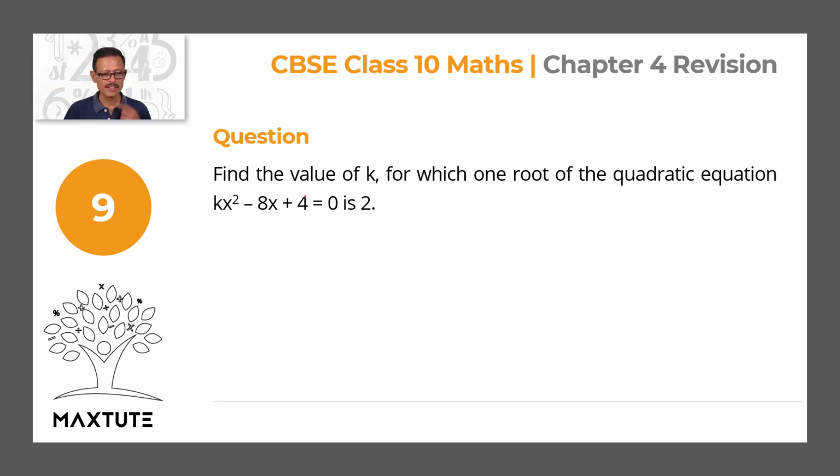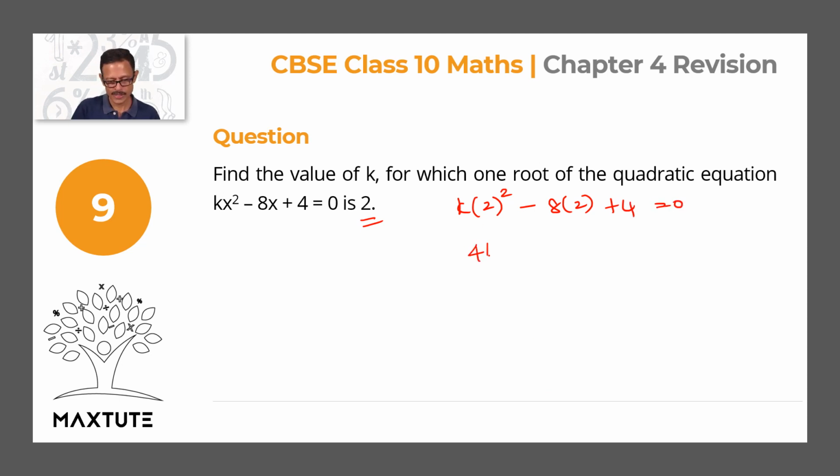Let's move on. Find the value of k for which one root of the quadratic equation is 2. They mention something like this, right? If 2 is the root of this quadratic equation, if I substitute 2 in the place where x occurs in this equation, it should satisfy this equation, right? If it's a root, it's a solution to the equation. So plug in x as 2. If we do that, what do we get? K into 2 square minus 8 into 2 plus 4 is equal to 0 is what it becomes.